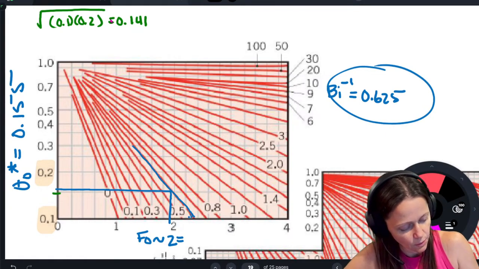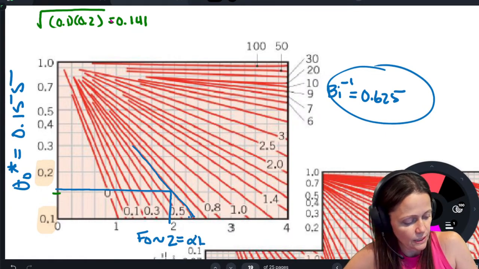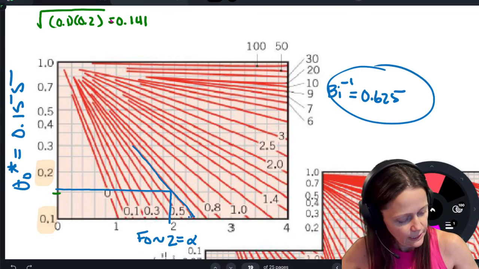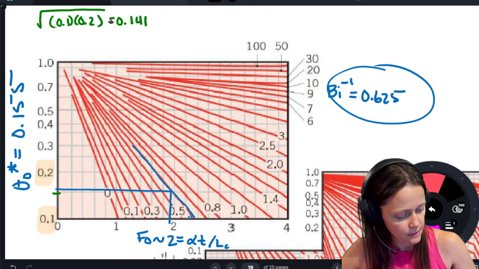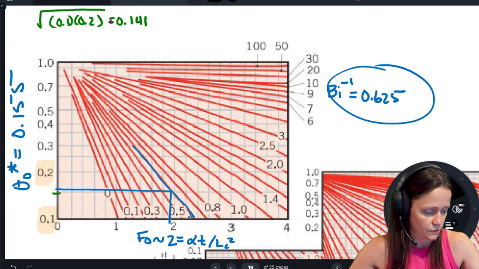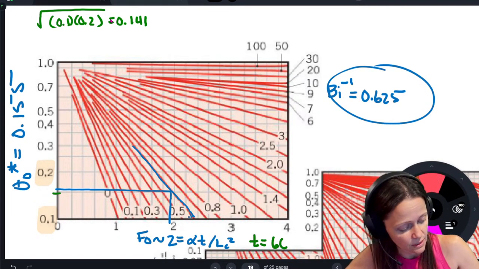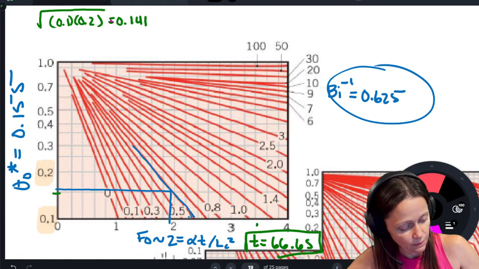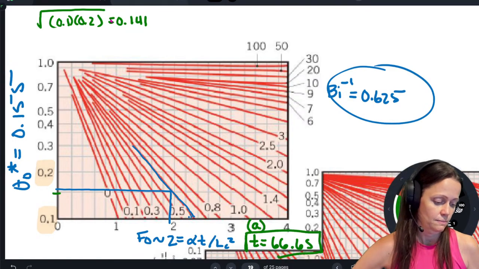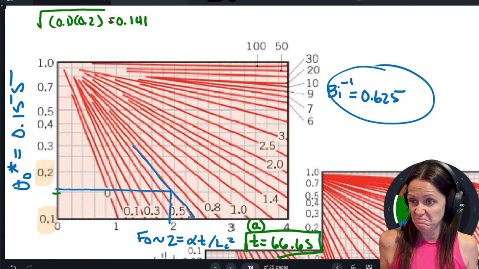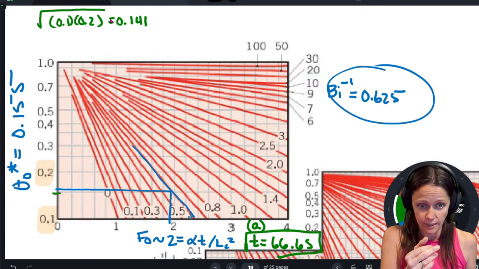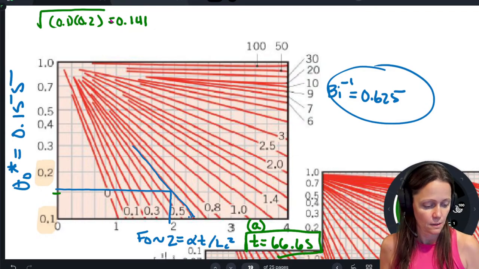And if that Fourier number is equal to your thermal diffusivity times the time over Lc squared, you can solve for that time. I've got a time of 66.6 seconds. That's the answer that you would have gotten for A. Kind of close. We had gotten 63.8 seconds before.